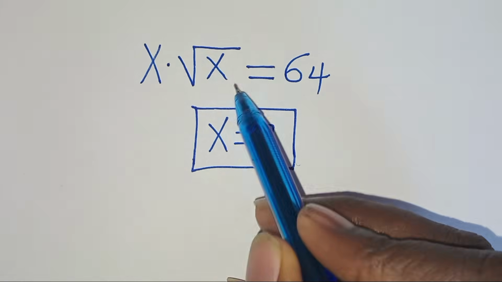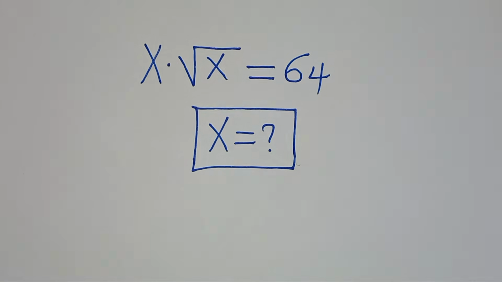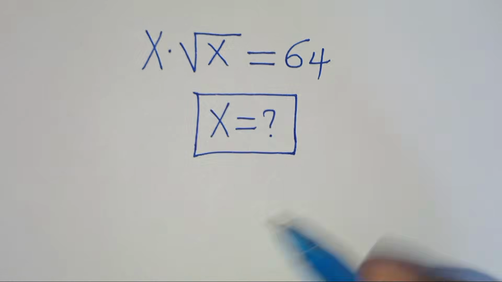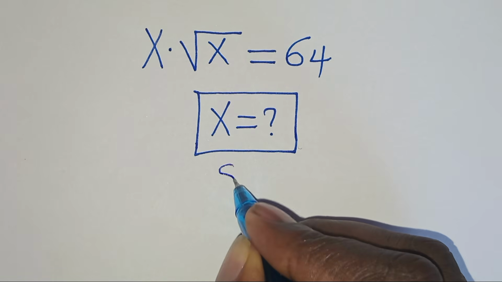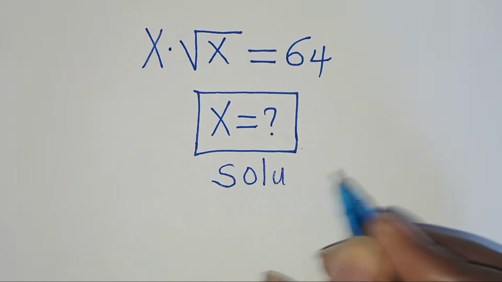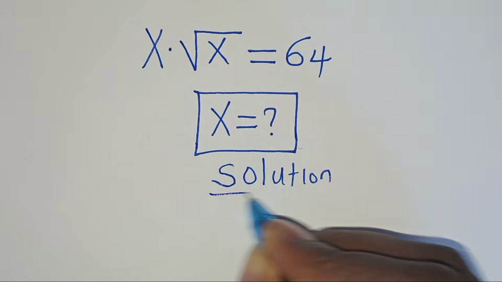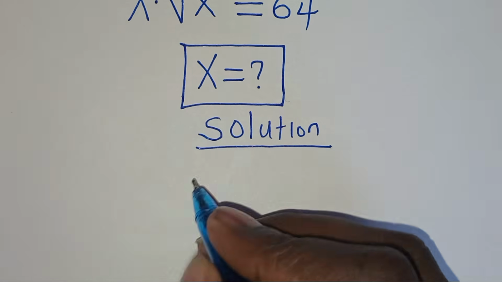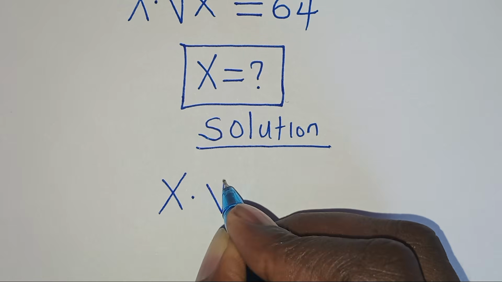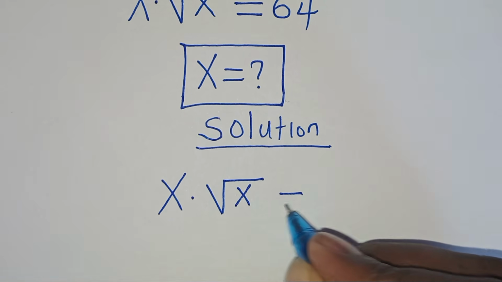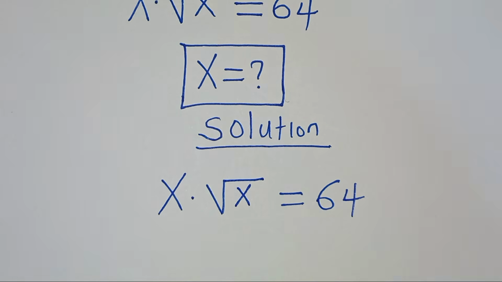x times square root of x is equal to 64. So what is the value of x, or what are the values of x? Now let's provide a solution from here. So we have x multiplied by square root of x. This is equal to 64.